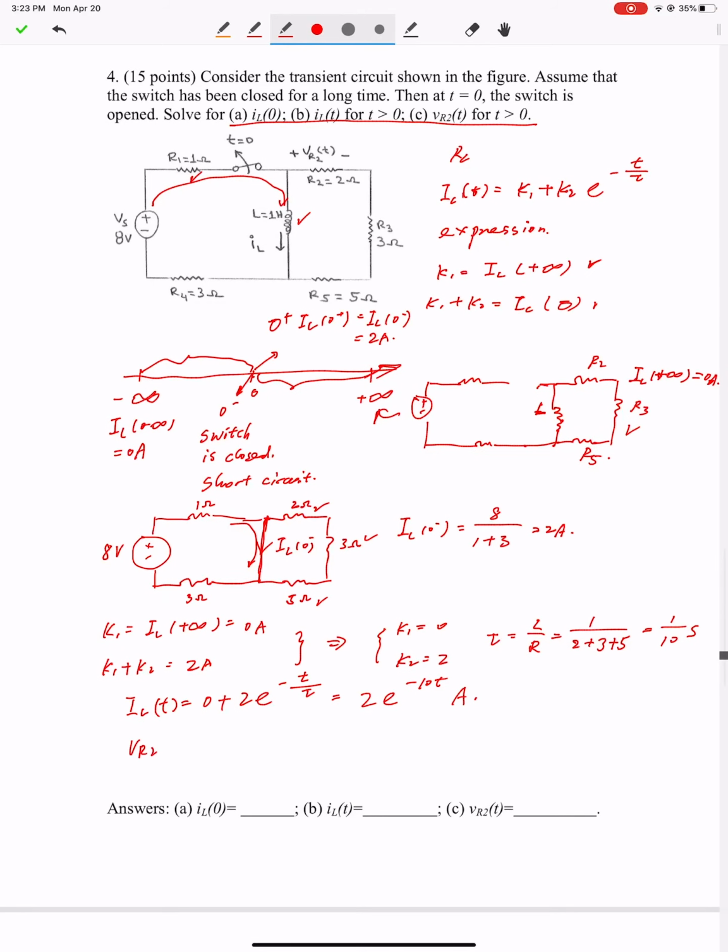And after we have ILT, we can find VR2, right? Because VR2 equals ILT times R2. And ILT is 2 times e to the power minus 10t. R2 is 2 ohms, so the final result is 4 times e to the power minus 10t. Unit is volt. Okay? Alright, so that's question number 4.